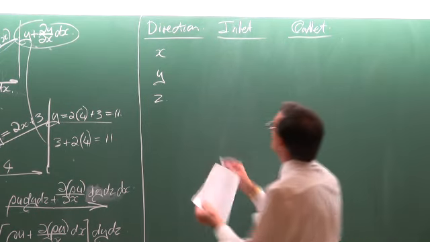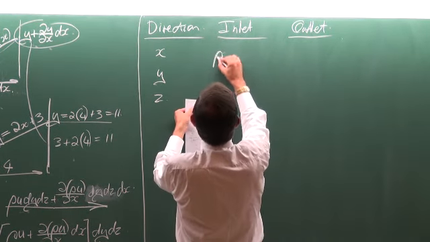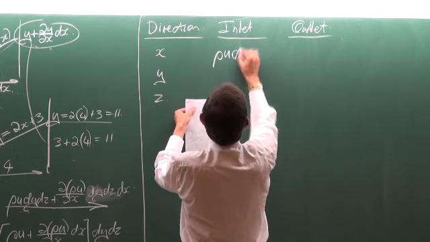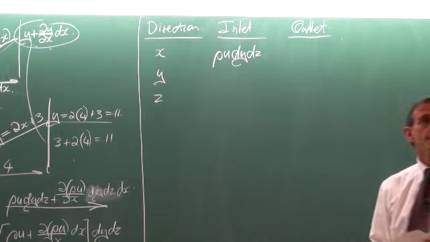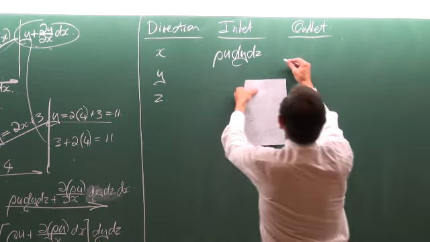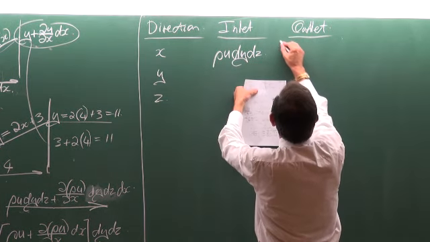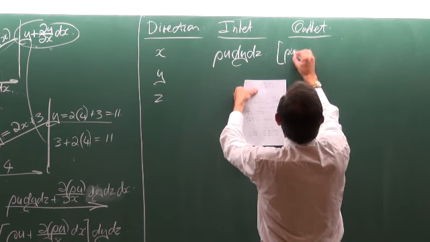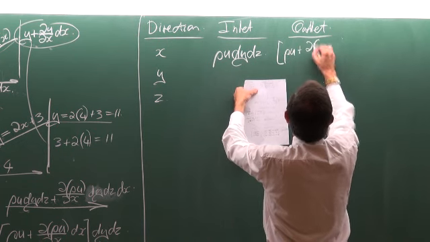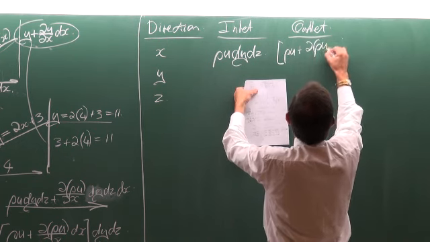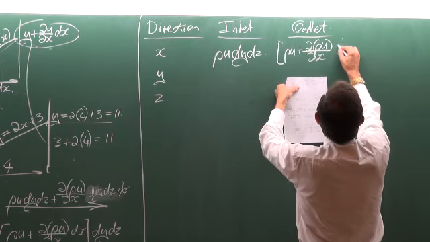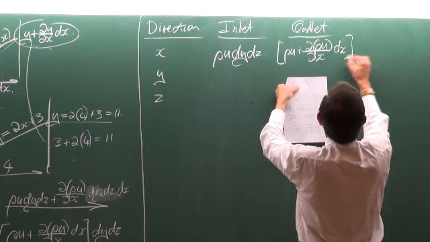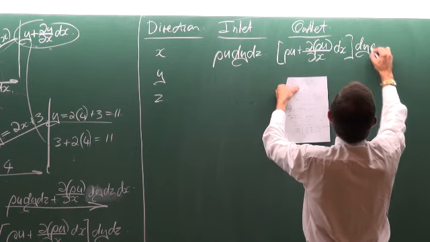The x direction, in terms of the inlet, will be rho multiplied by u multiplied by dy dz. And the outlet one would be equal to rho u plus partial d of rho u dx, multiplied by dx, multiplied by dy dz.